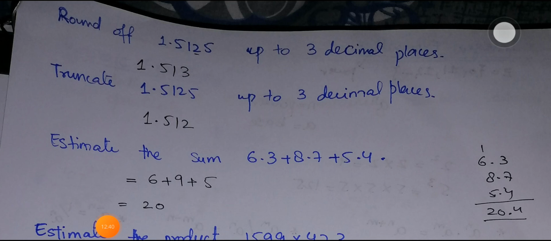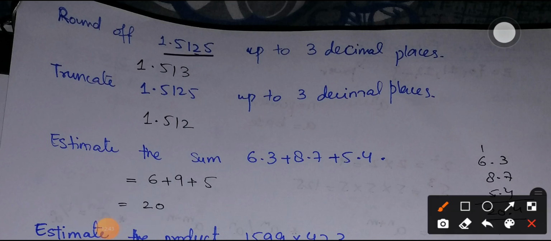Here is an example of decimals as well. So if I'm going to round off the decimal 1.5125 up to 3 decimal places, what I'm expected to do, I will mark the third place, that is after the decimal point 1 2 3. This is my third place value. So I will check the number on the right hand side, which is 5. So I will add 1 to this number and it will become 1.513.